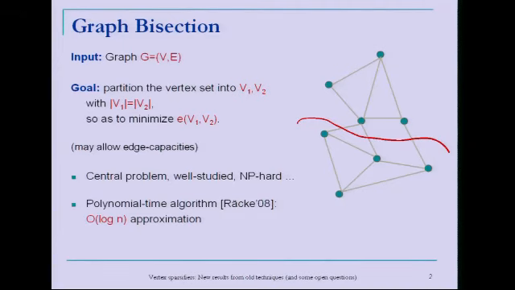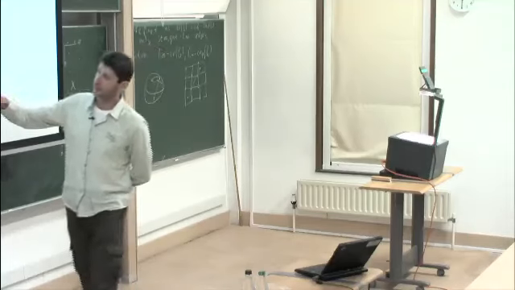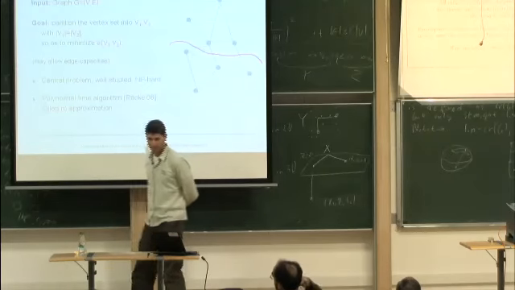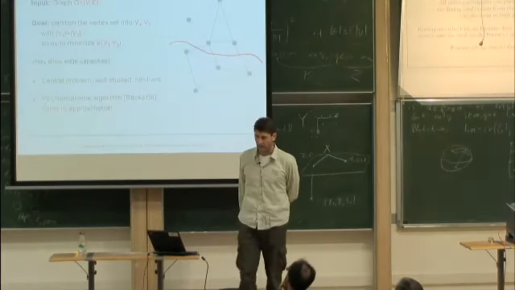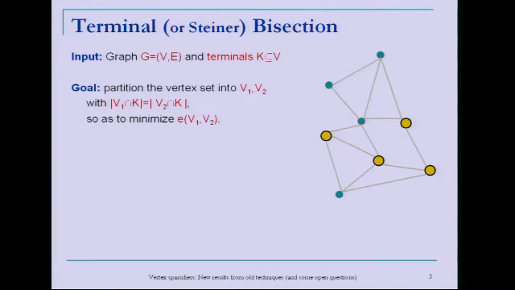The best algorithm that is known, given the input graph G, to find the best cut according to this objective, the best approximation algorithm we know, which means an algorithm that runs in polynomial time, achieves approximation of order log n. This is due to Rake. And it is well known to be a central problem, so I'll use it as an example.